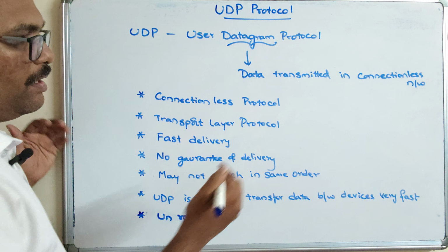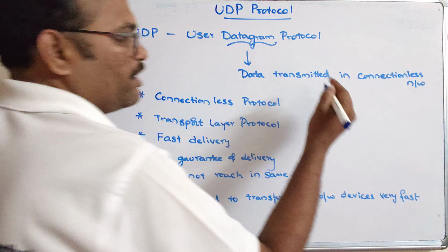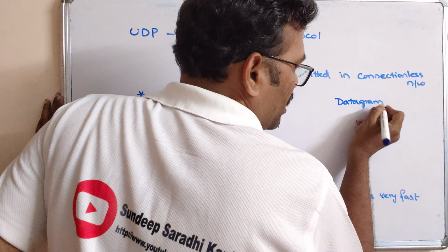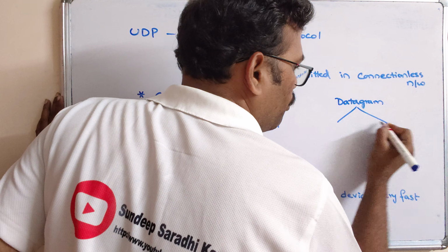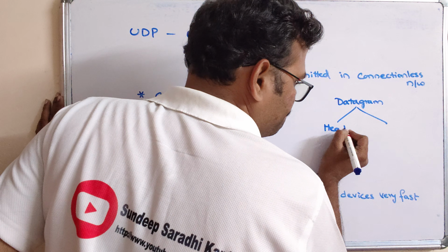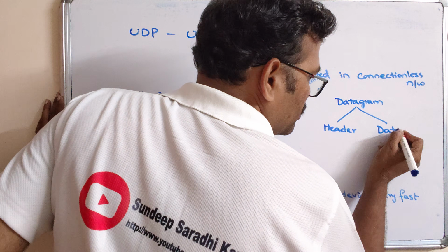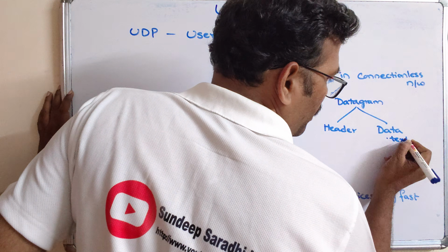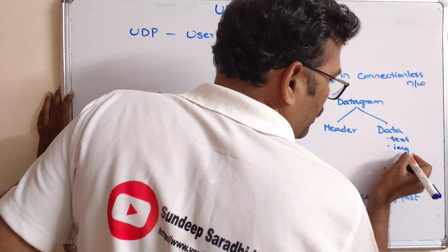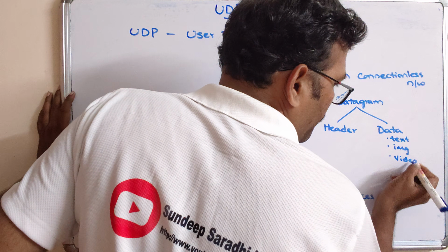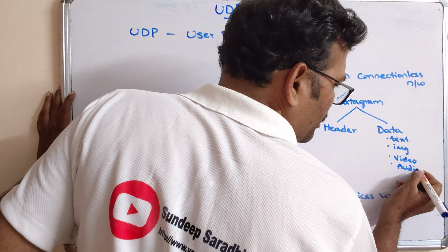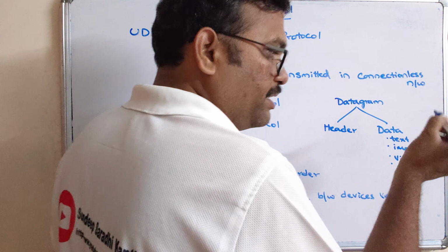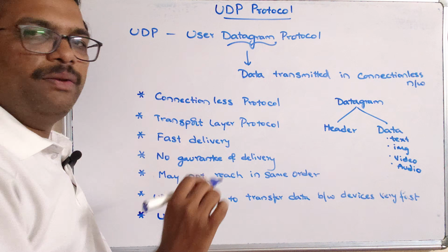Here the datagram will have two parts. One is the header, another one is the data. The data may be in text format, image format, video format, or audio format. Any kind of information can be passed. So that can be any kind of data, and for that data some header will be included.